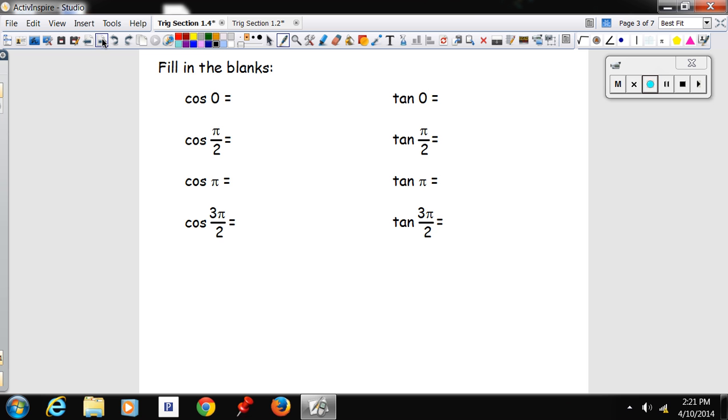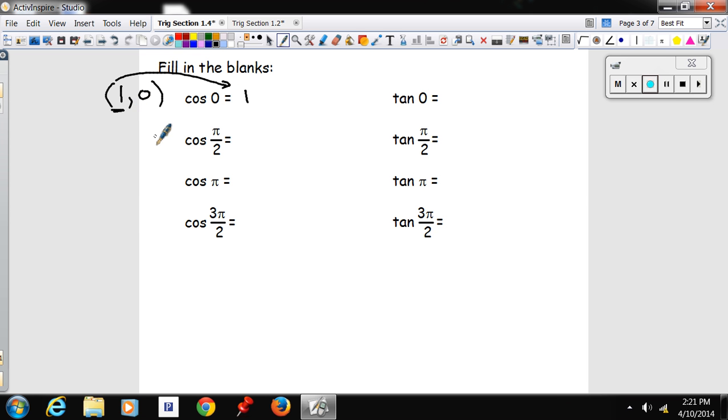Cosine of 0 radians is 1. Okay, let's prove it. Go back to the unit circle side. What x and y coordinate is 0 degrees or 0 radians? What coordinate do you see there? 1, 0. Do you see that coordinate? What's my x value? 1. There's your cosine, it's always your x value.